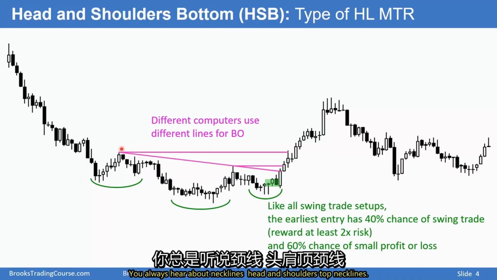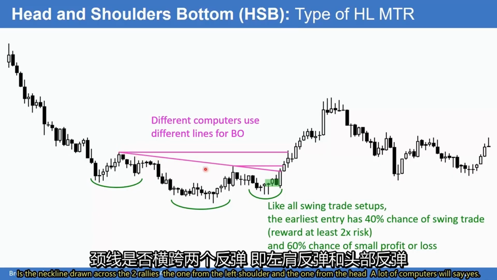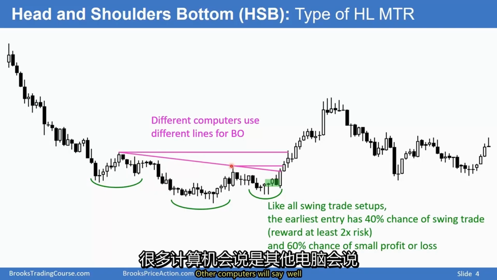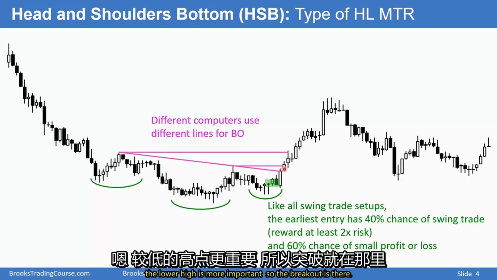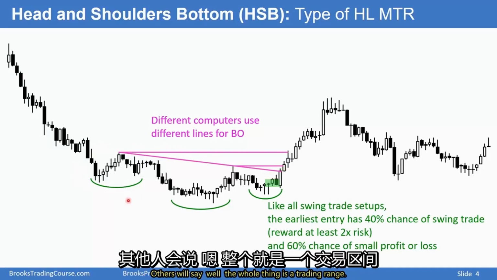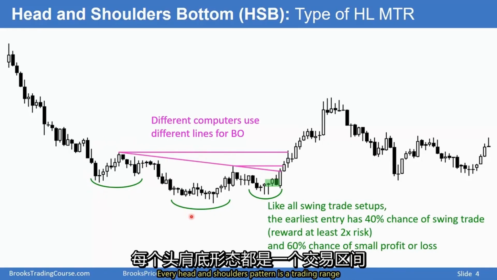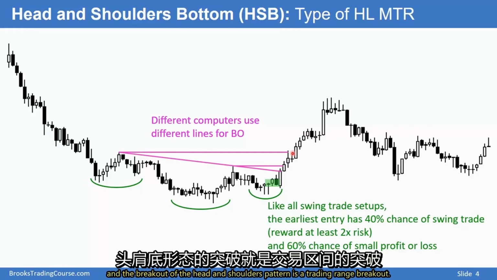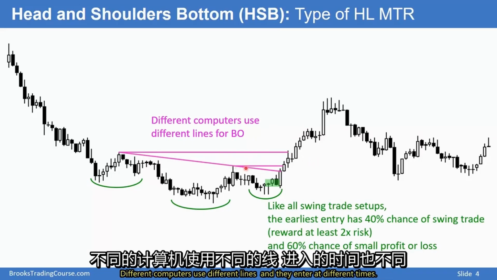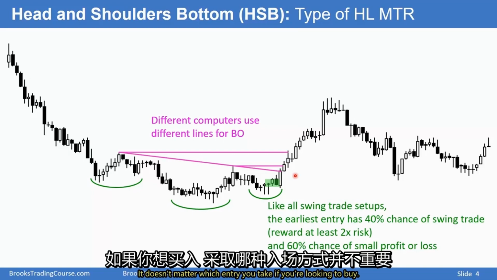You always hear about necklines, head and shoulders top necklines. Is the neckline drawn across the 2 rallies, the one from the left shoulder and the one from the head? A lot of computers will say yes. Other computers will say, well, the lower high is more important, so the breakout is there. Others will say, well, the whole thing is a trading range. It's not going to be a bull trend unless it breaks above the entire trading range. Every head and shoulders pattern is a trading range, and the breakout of the head and shoulders pattern is a trading range breakout. Different computers use different lines and they enter at different times. It doesn't matter which entry you take if you're looking to buy.